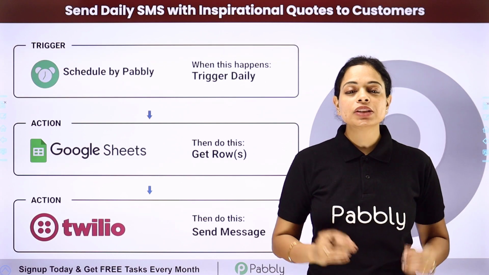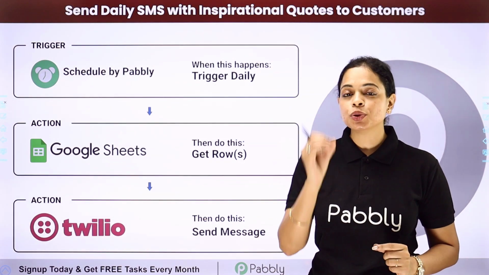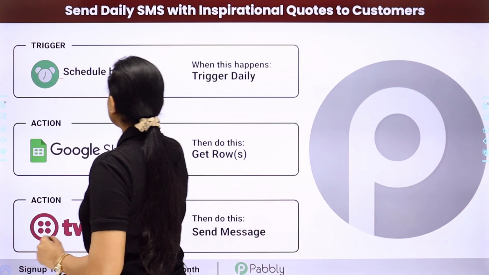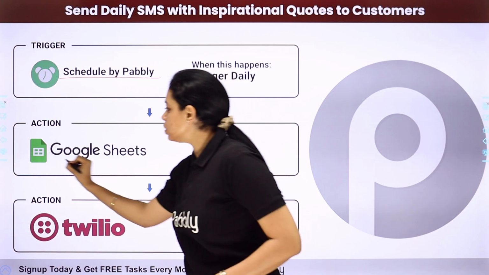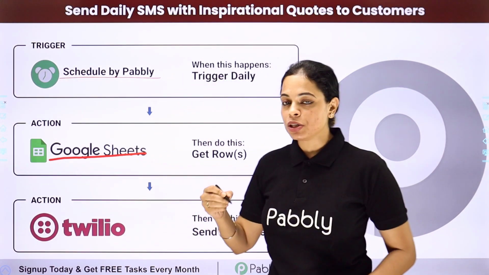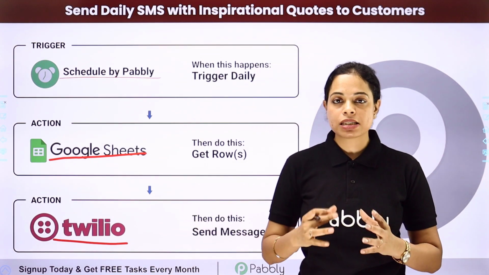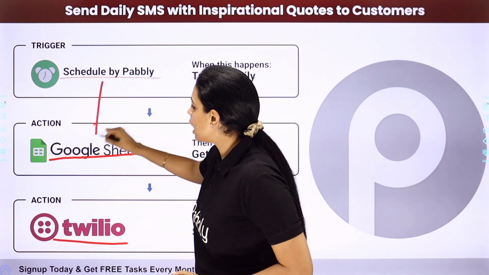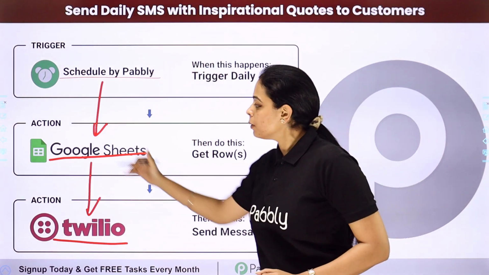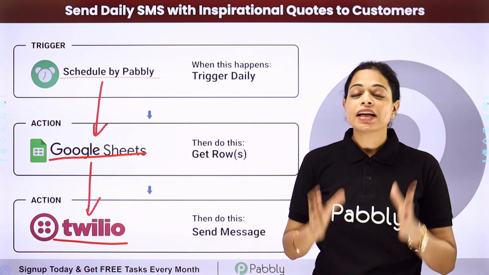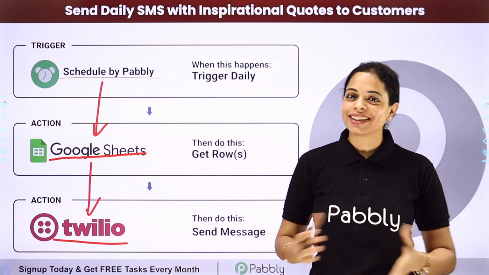What I'm going to do is, first, schedule my workflow to run every day at a particular time. To do so, I'm going to use a feature by Pabbly which is Schedule. Then I'm going to choose an action application, which is Google Sheets, where I have the information. And finally, I'm going to choose Twilio, which helps in sending SMS. I'm going to integrate these three applications using Pabbly Connect software so that the entire process can get automated. To understand how you can do this yourself, let me take you to my screen.